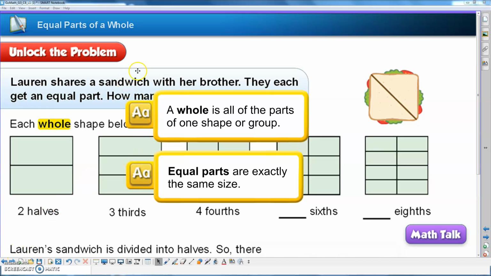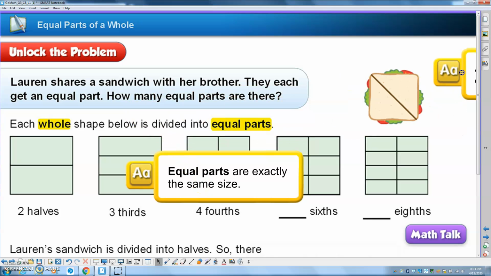Okay, today we're going to be talking about equal parts of a whole. Remember that a whole is all the parts in one shape or group. So if we had a candy bar, all the pieces of that candy bar would make up a whole. All the pieces in the candy bar would have to be equal parts, meaning they're exactly the same size. Okay, so equal parts make up a whole. So we're going to be talking about those equal parts of a whole.